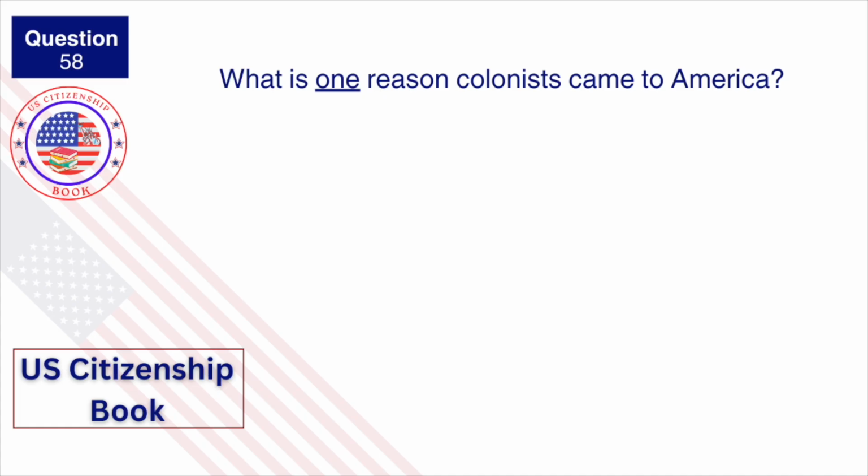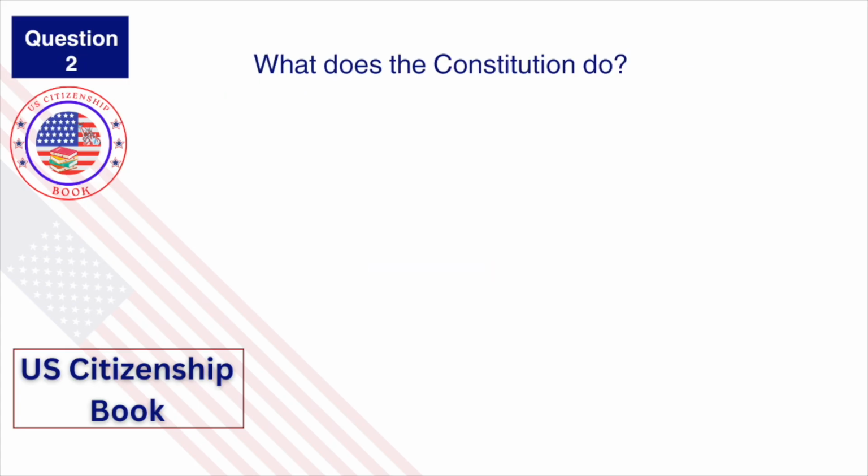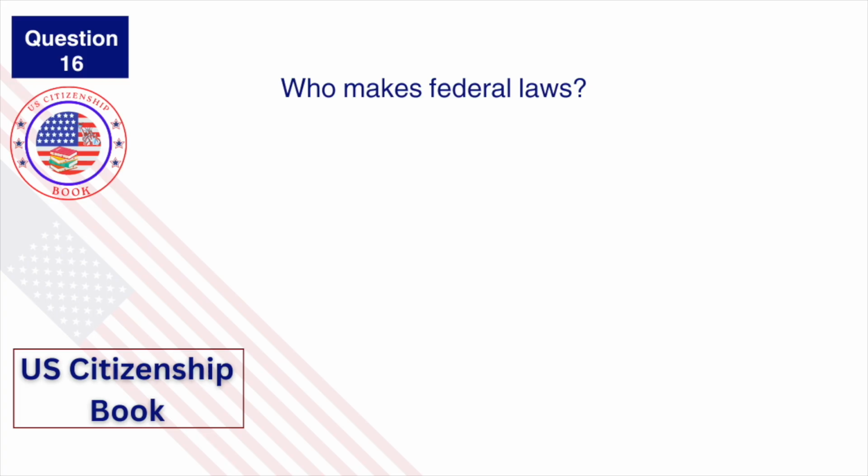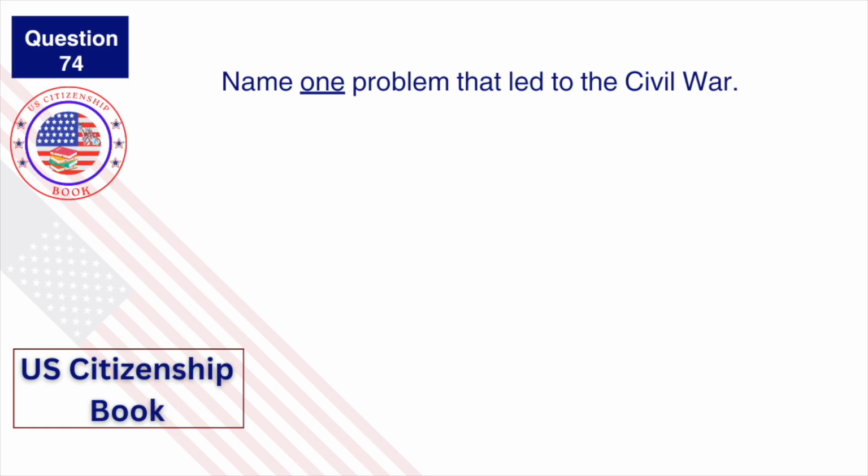What is one reason colonists came to America? Freedom. What does the Constitution do? Sets up the government. Who makes federal laws? Congress. Name one problem that led to the Civil War. Slavery.